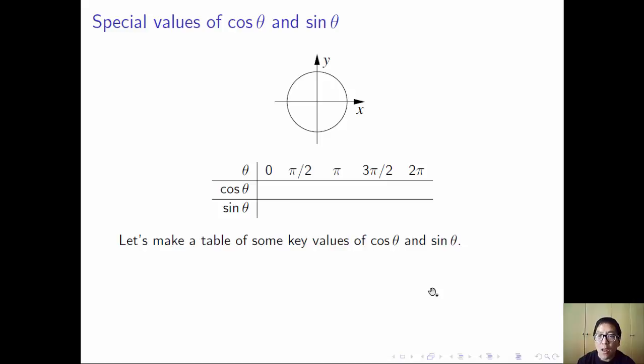In other words, if you think about what these equations mean, both cosine and sine are periodic with period 2 pi. Okay, so now I want to get some special values of cosine theta and sine theta in order to eventually construct a graph of cosine and sine. So let's make a table of some of these values.